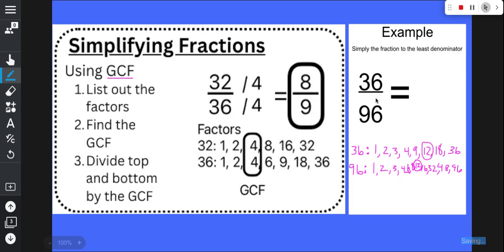So if I divide 36 by 12, I will get 3. And if I do 96 divided by 12, I get 8. And so my most simplified fraction is 3/8. And I know this is the most simplified because 3 is a prime number. It can only be divided by 1 and itself.